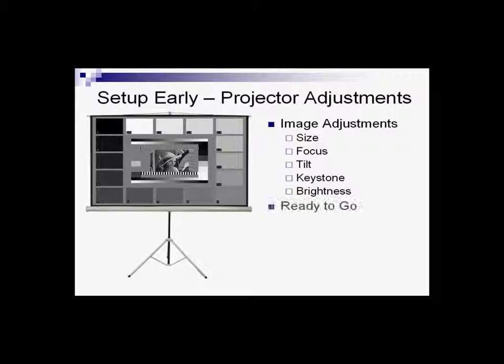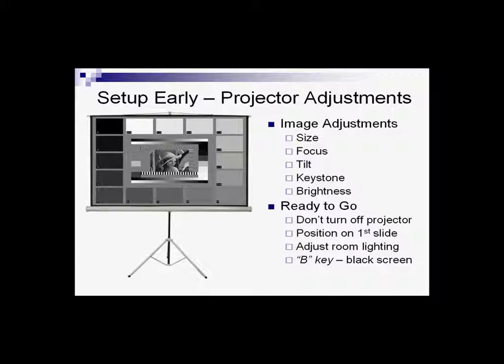Now you're ready to go, but don't turn off the projector. Position on the first slide in your presentation. Next, it's time to adjust the room lighting. Go ahead and darken the room and make adjustments to eliminate any glare on the screen. Finally, press the B key to blacken the screen. Now you're ready to go.